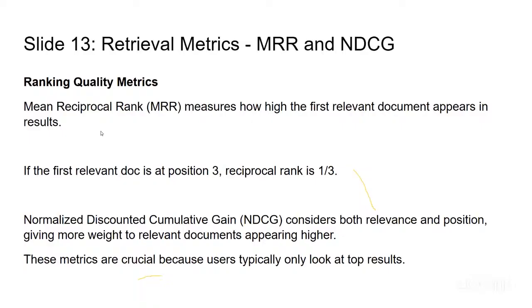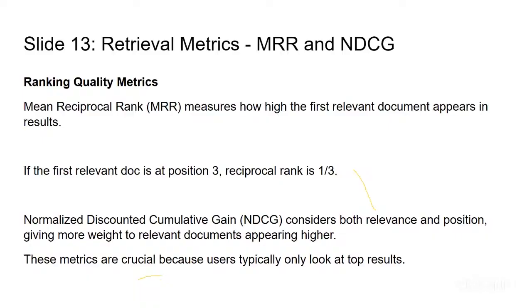Okay, so mean reciprocal rank measures how high the first relevant document appears in the results. So MRR, if somebody asks you what is it, it says how far in the rank the first relevant document appears in the results. Suppose you're getting 10 results. Out of these 10 results, the first relevant document is at position 3, right? The reciprocal rank is 1 by 3.